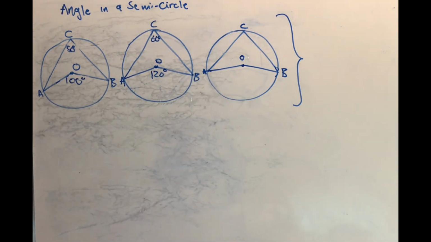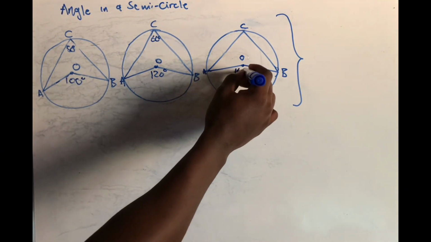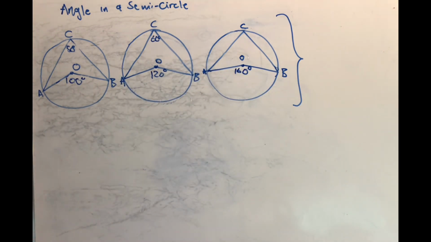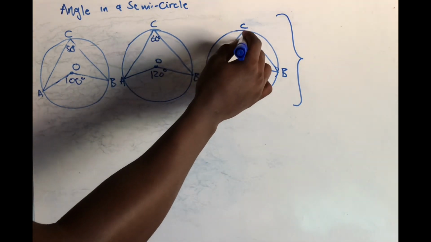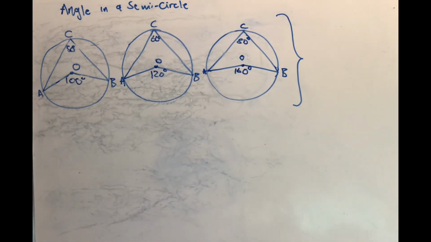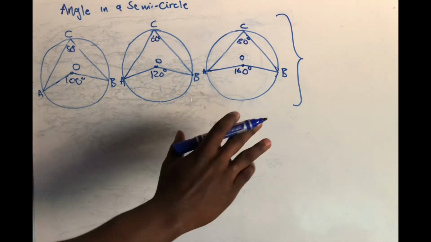Now let's say this one, it's 160 degrees. What's gonna be the angle at the circumference? The angle at the circumference is gonna be 80 degrees. I hope this one is clear.